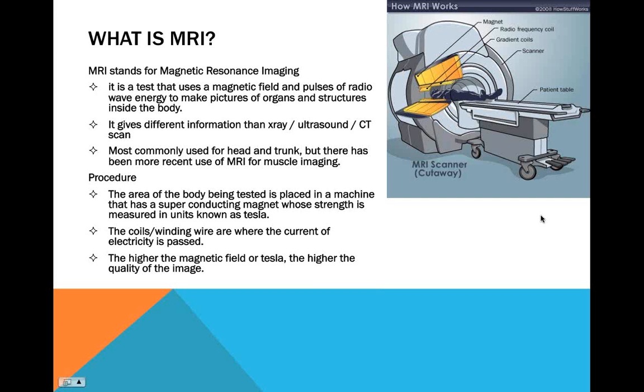The MRI is typically used for head and trunk imaging, but recently there has been an effort to use it in muscle imaging. The procedure involves putting the area of the body being tested into a machine that has a superconducting magnet. This magnet has strength that's measured in units known as Tesla. And this magnet is very dangerous because it is so strong, as you know.